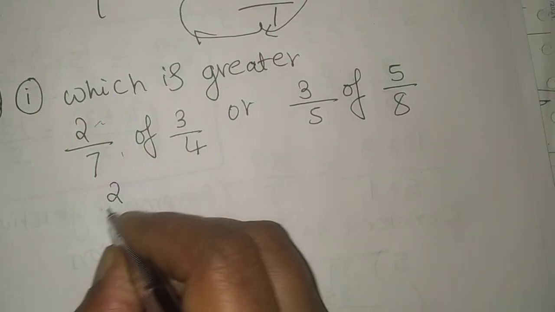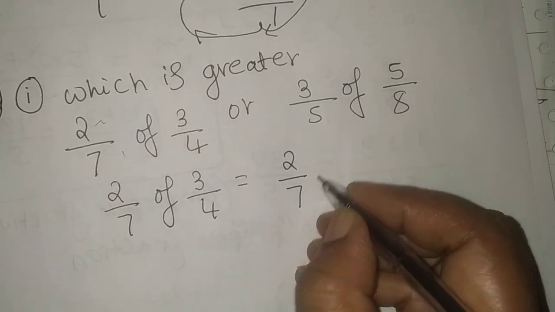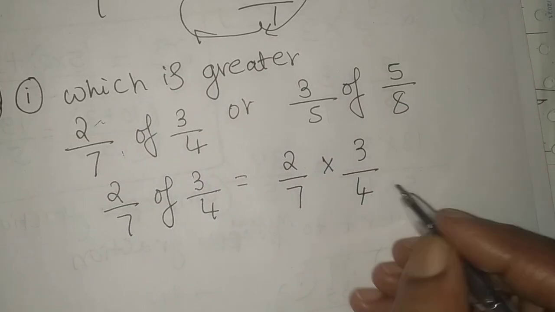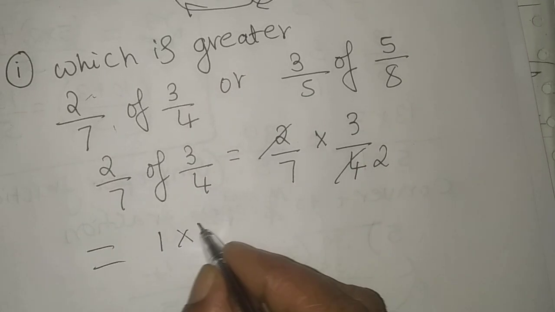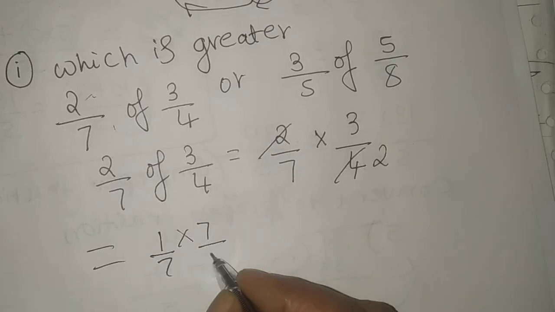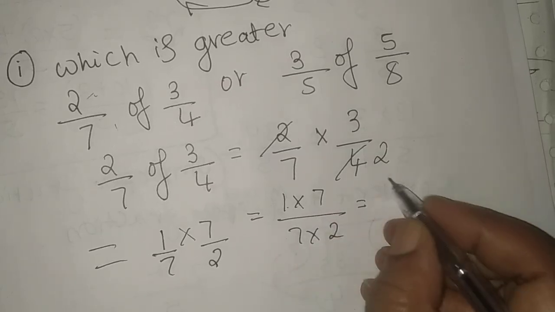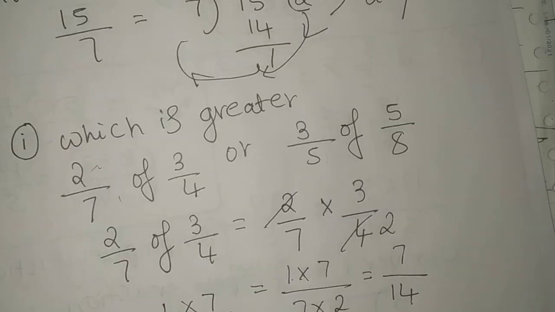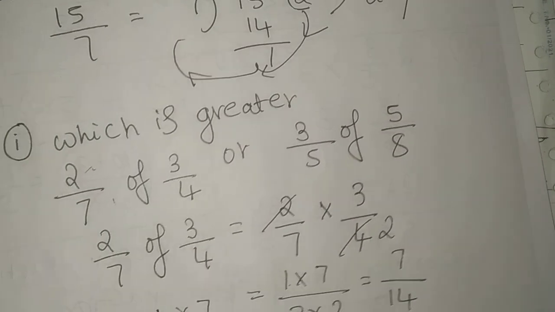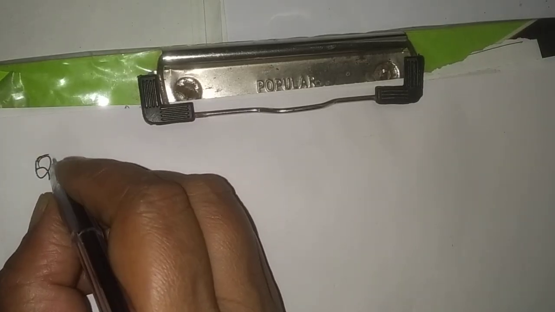Therefore we can write 2 by 7 of 3 by 4 as 2 by 7 into 3 by 4. We can further simplify this. 2 ones are 2, 2 twos are 4. Then 1 into 3 by 7 into 2, which will be 7 ones are 7, 7 twos are 14. So for the first we got 3 by 14.